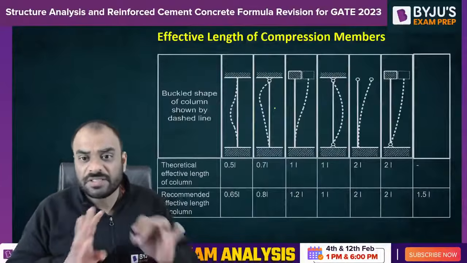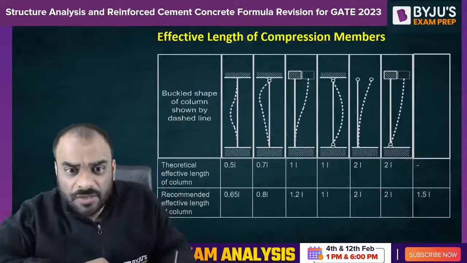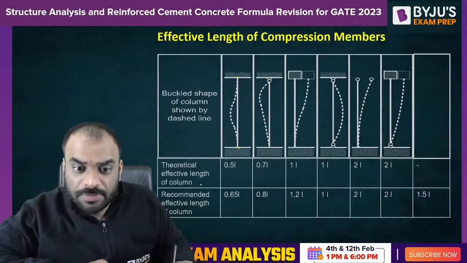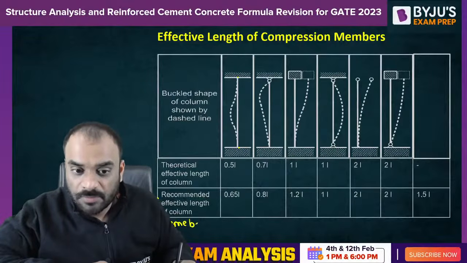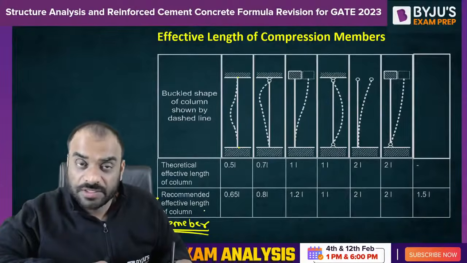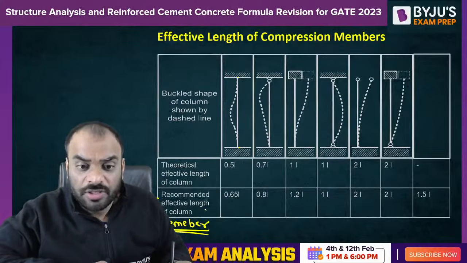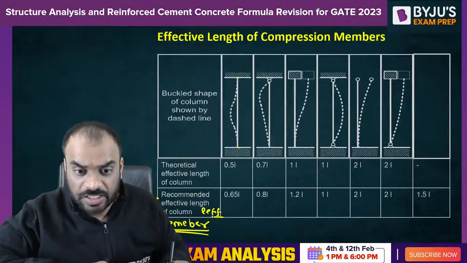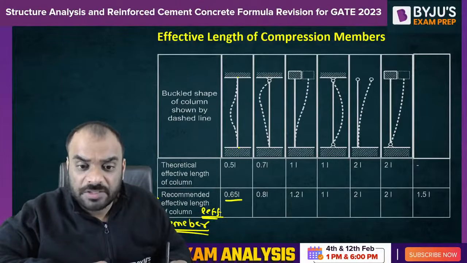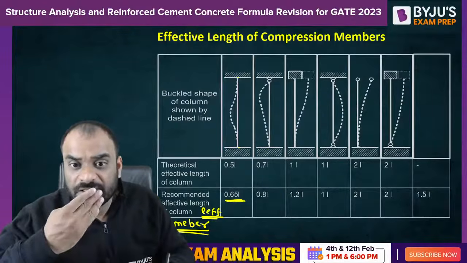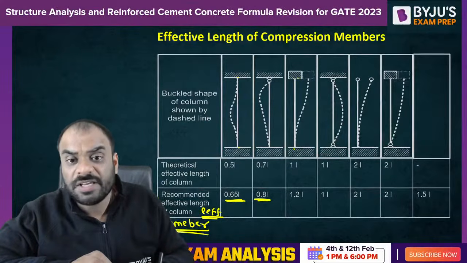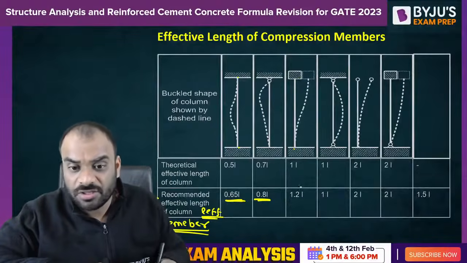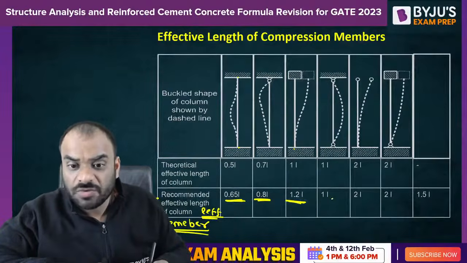Now it is written over here, guys. You just have to remember the conditions. If both ends are fixed, please remember these values, which are recommended by the IS code. It is very important: the recommended value of effective length as per the IS code. Both ends fixed, it is 0.65 L. One end fixed, other is hinge, 0.8 L. One end fixed, the second is partially restrained against rotation but not held in position, this is 1.2 L. Both ends hinge, 1 L.